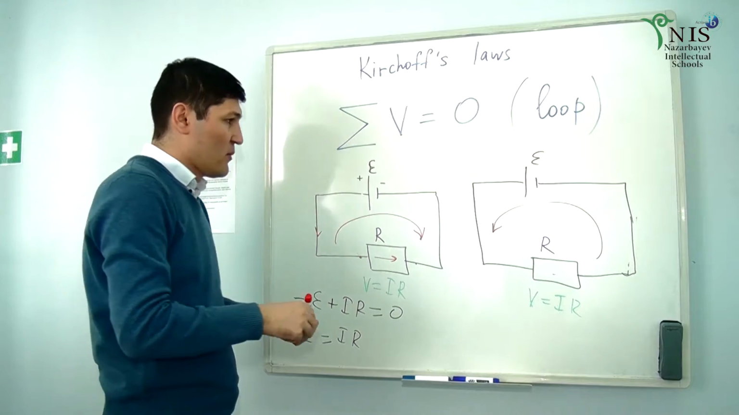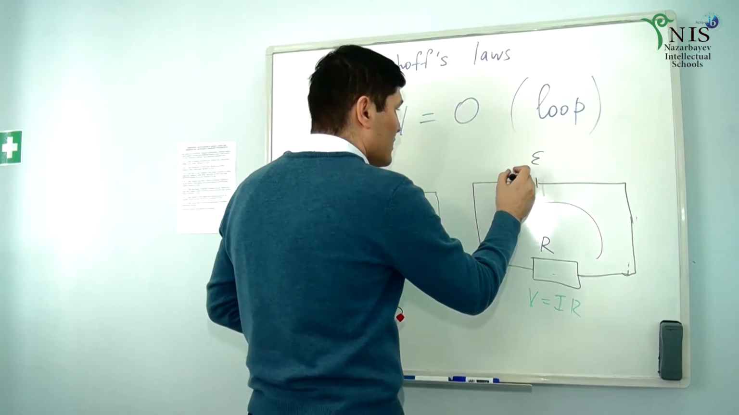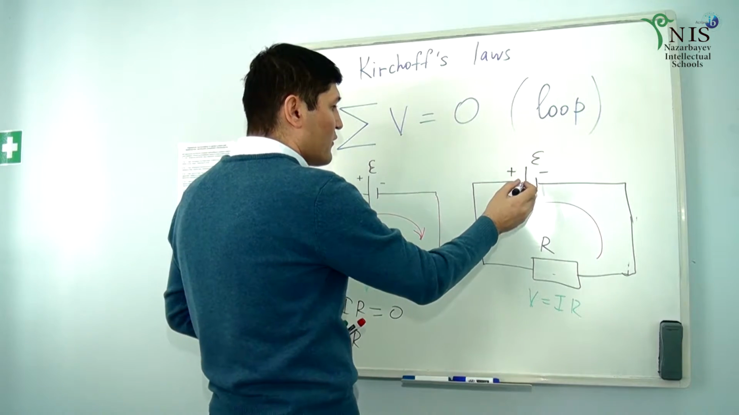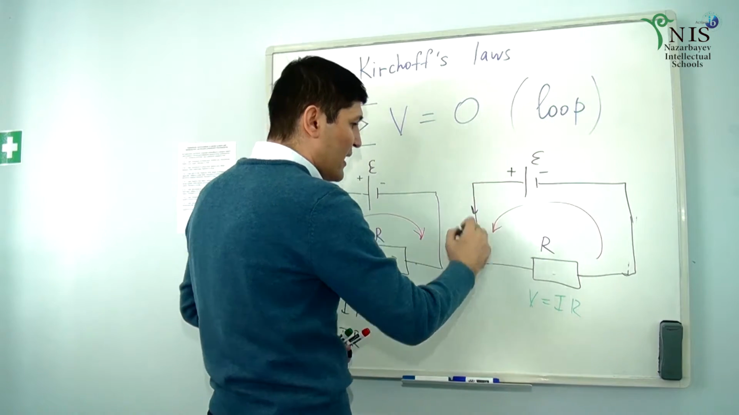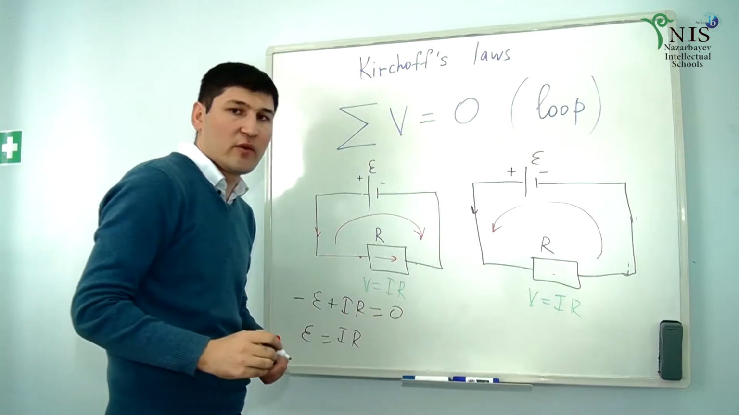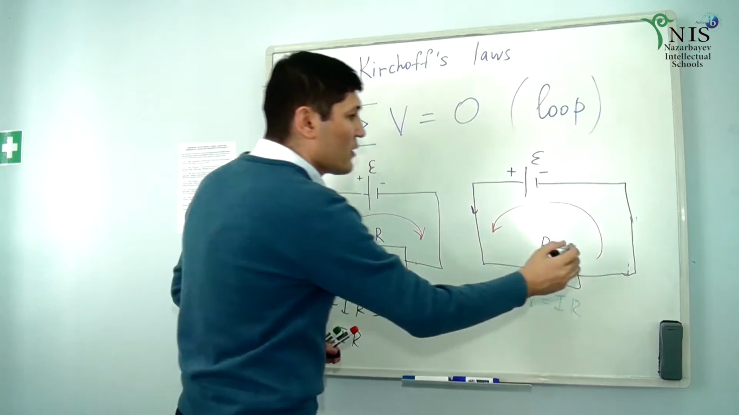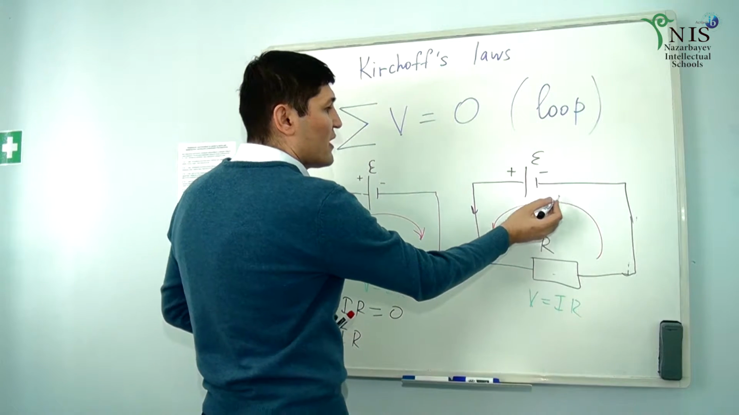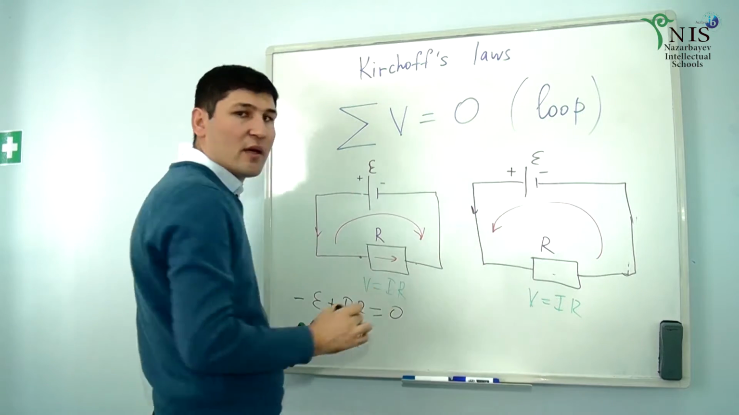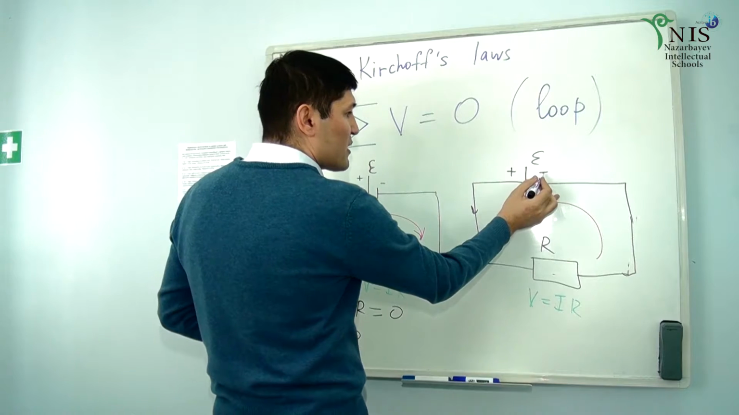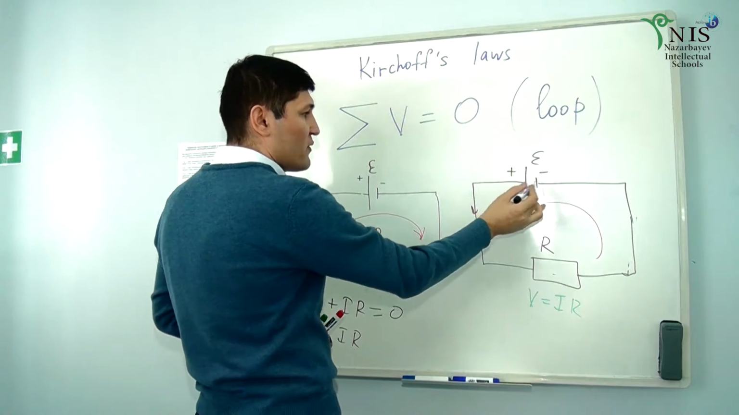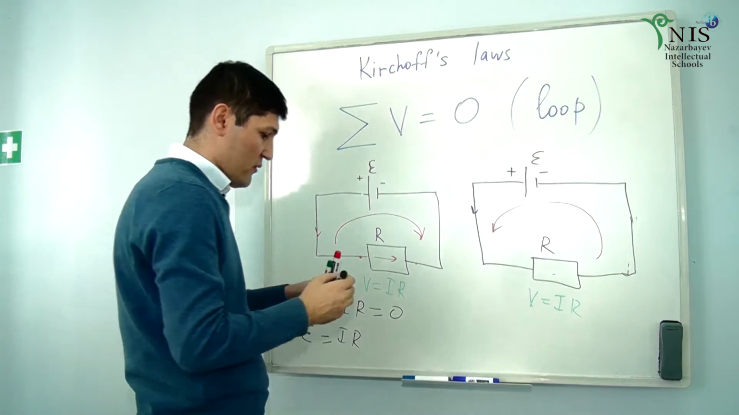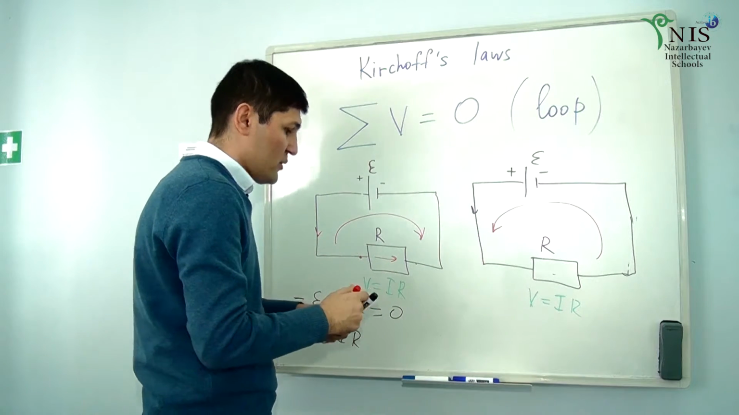So let's label these parts. This is the positive terminal and the negative terminal of the cell, and current flows from positive to negative. If we look at this direction, going from right to left across the electromotive force, potential goes from negative to positive, therefore potential is increasing, so voltage is positive.